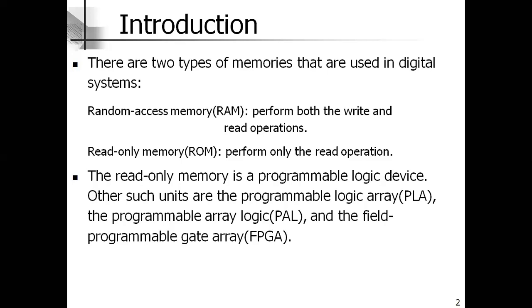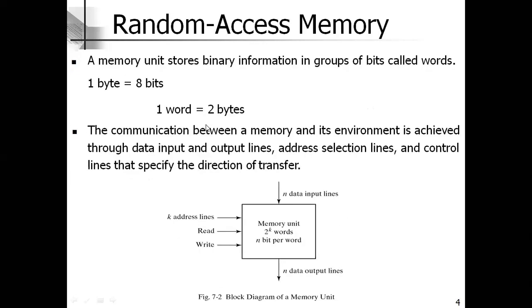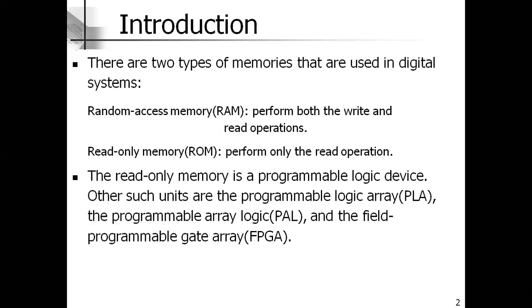So here, how many types of memories are there? There are two types of memories that are used in our digital systems. One is RAM, another one is ROM. RAM is nothing but random access memory. ROM is nothing but read only memory.